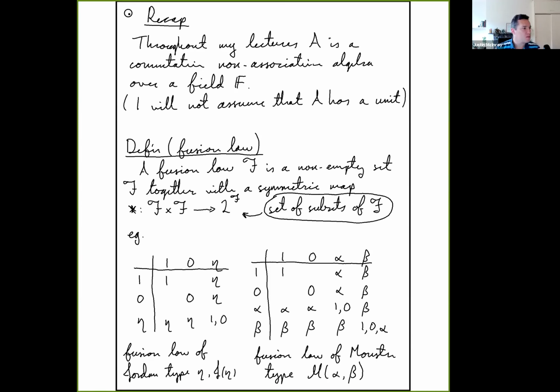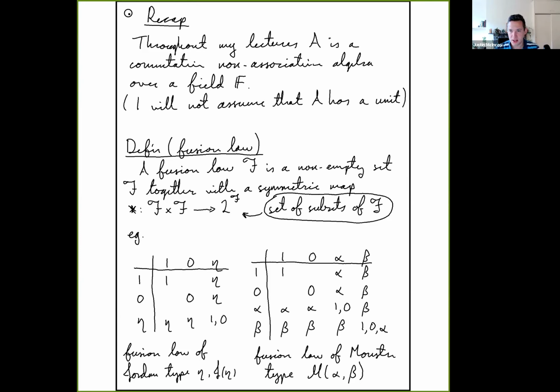I wanted to begin by just recapping what we saw last time. Last time I spoke to you and I outlined quite a lot of motivation, but towards the end of my lecture, I gave you some actual definitions of things. So I just wanted to recap that to begin with.